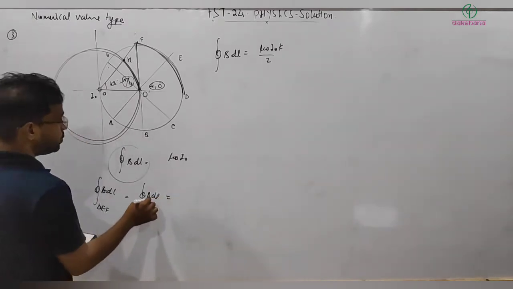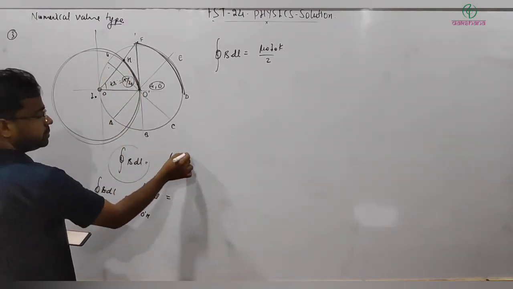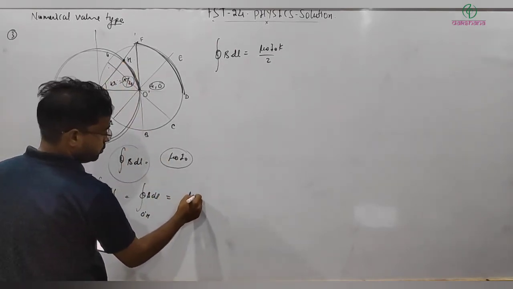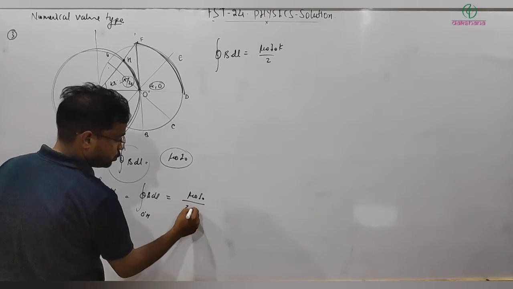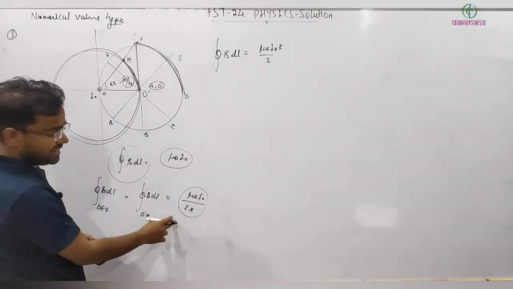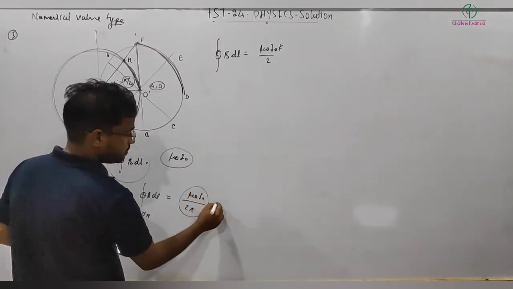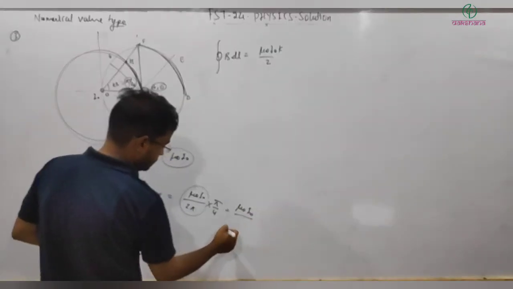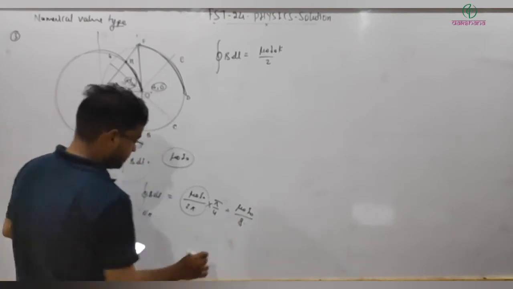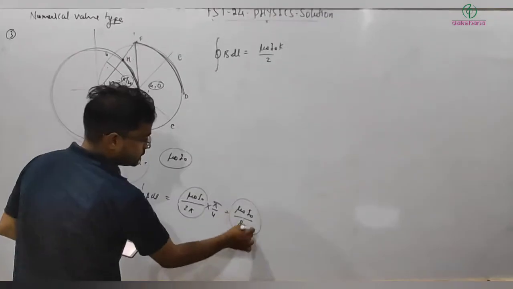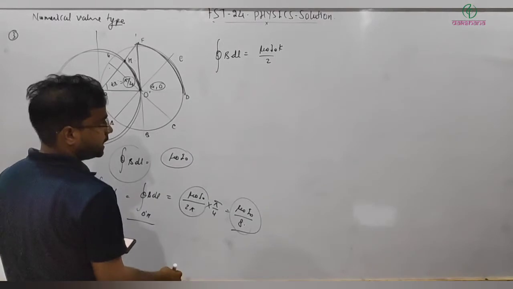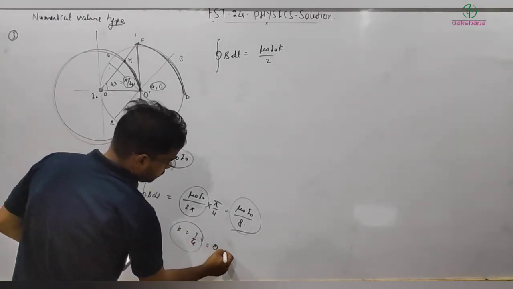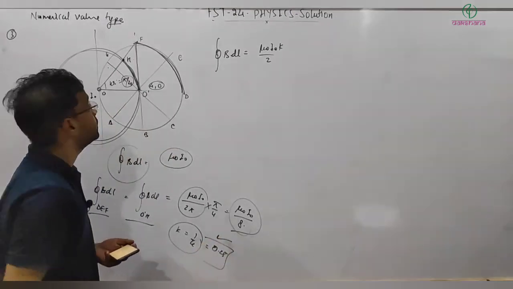And this is equal to what? For complete, I can write this is equal to mu naught into I naught divided by 2 pi for complete. This is per unit angle multiplied by this angle, pi by 4. So we are getting mu naught I naught divided by 8 is the answer. This equals this. Now comparing these two, we are getting k value is equal to 1 by 4, that is 0.25. This is the answer for question number 3.